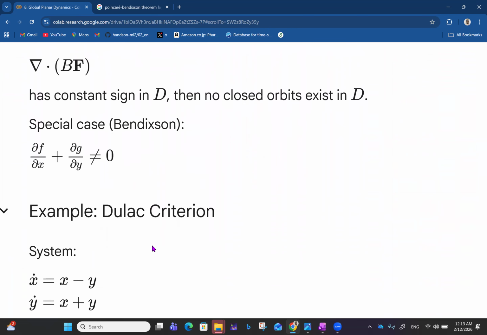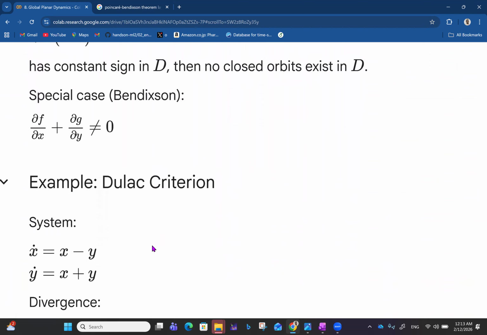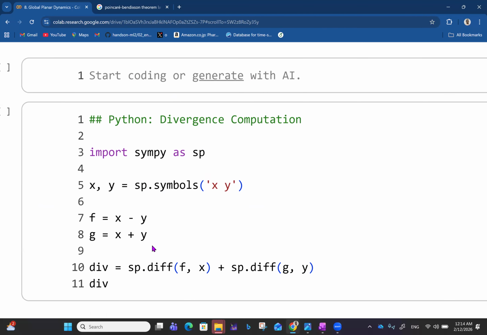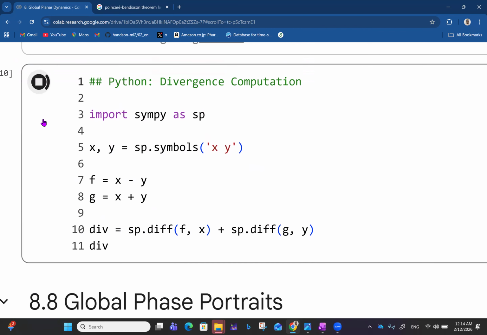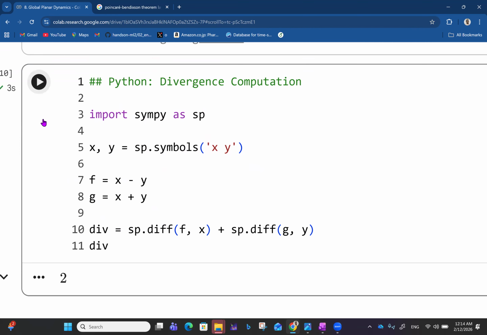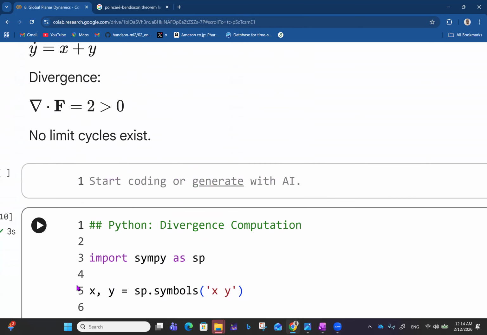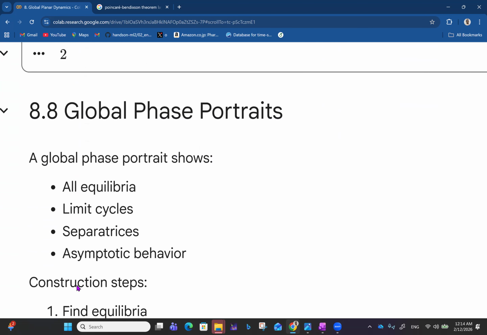So just do partial f partial x plus partial g partial y plus partial h partial z if that exists, and so we can do the divergence computation here now. You have x, y as the symbols here. So you have f to be x minus y and g is x plus y. So you do the divergence of that. You're going to get 1 from here and 1 from here too, so I just get 2. That's the divergence computation, and of course, that's what I also computed on that side. And that shows that no limit cycles exist in that case.